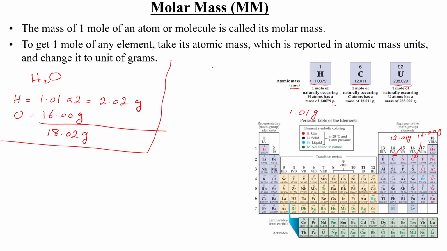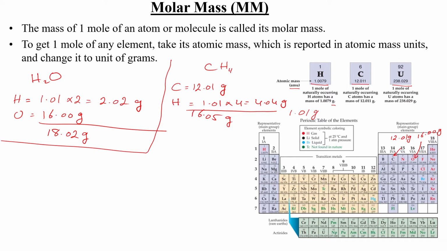Okay. Similarly, how about you guys do the molar mass of methane? Pause the video, do it on your own, and then play the video to check your answer. So the molar mass of carbon from the periodic table is 12.01. Molar mass of hydrogen is 1.01 gram. We have 4 hydrogens, so it is going to be 4.04 gram. When you add these, you will have 16.05 gram as the molar mass of methane.